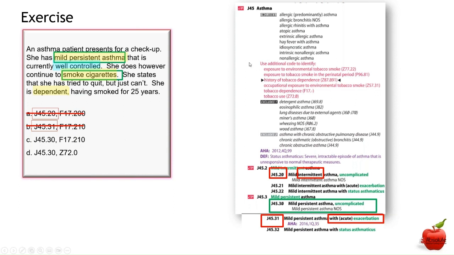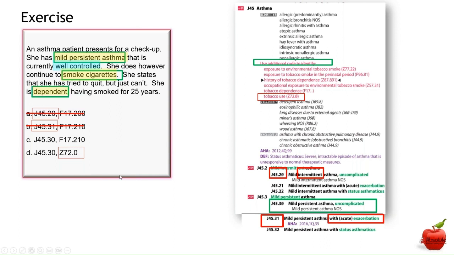Now, oftentimes when you have things that are related to the respiratory system, you always, regardless, need to see if the boss is giving you some information. And indeed, it is. It's telling us to use an additional code to identify various things that could be related to tobacco.